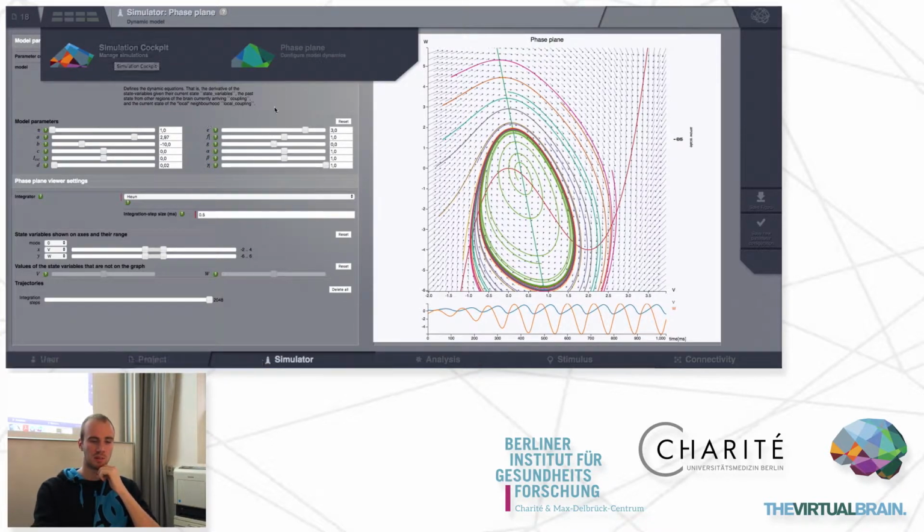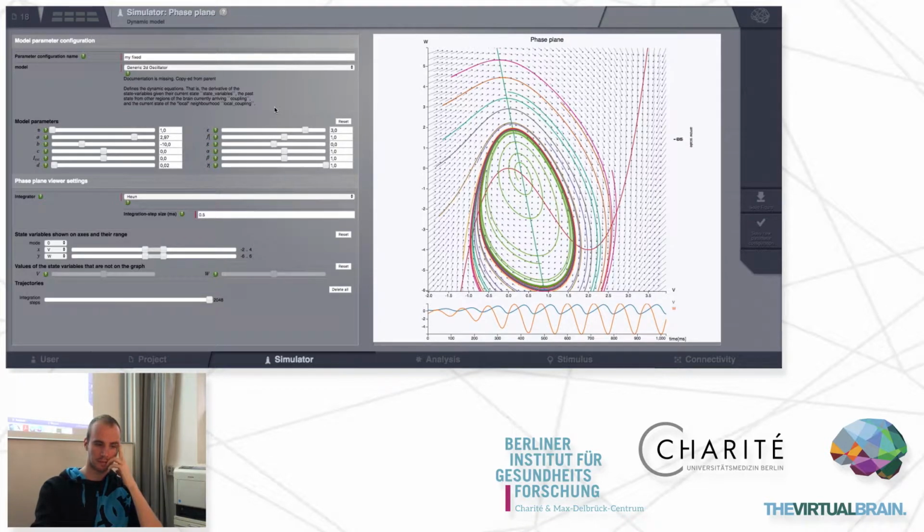Okay, so this was a short introduction to this phase plane viewer of TVB. What I wanted to show you is that you can explore your local dynamic model within TVB as well. Obviously, you're a little bit constrained to this two-dimensional phase plane. If we discuss three-dimensional or even higher-dimensional models, like the Jansen-Rit model, it's hard to visualize them on a two-dimensional surface.